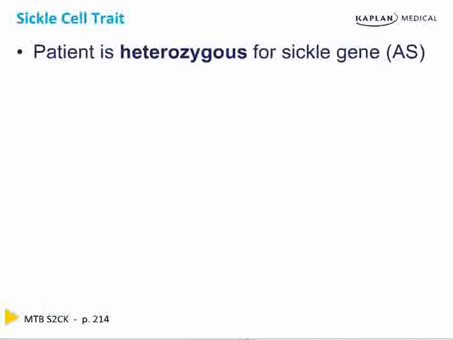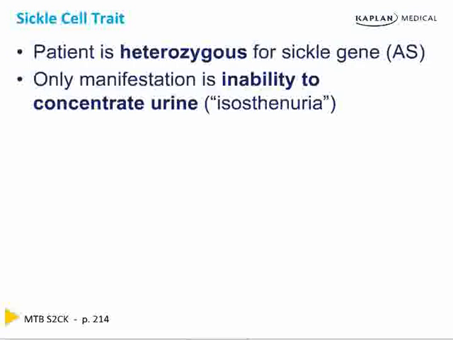Sickle cell trait is a patient who's heterozygous for the sickle cell gene, AS. The only manifestation is that they can't concentrate their urine. That's called isosthenuria, meaning same strength urine as the blood. This may seem like a small issue, but if you have a person who's admitted with diabetic ketoacidosis or hypernatremia or non-ketotic coma, it's a big deal. It means you're not able to concentrate that urine.